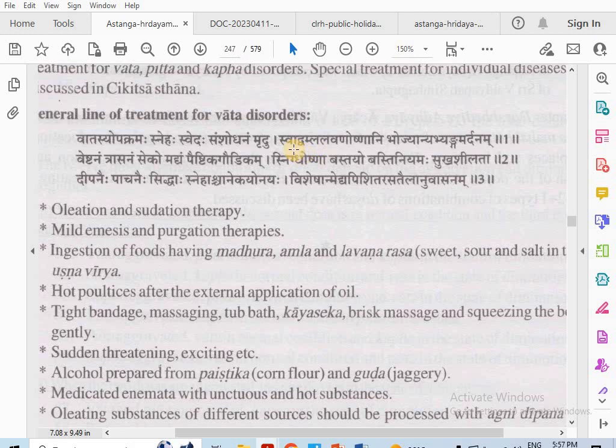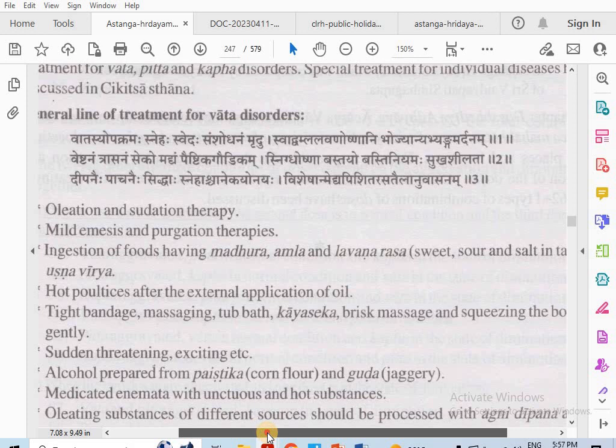Swadu, first, swadu means tasty, sweet, in short sweet. It is one of the tastes, swadu, madhura. Then next is amla, sour, right? Then lavana, salt. And ushnani means actually ushnavirya, with ushnavirya meaning little hot, correct?